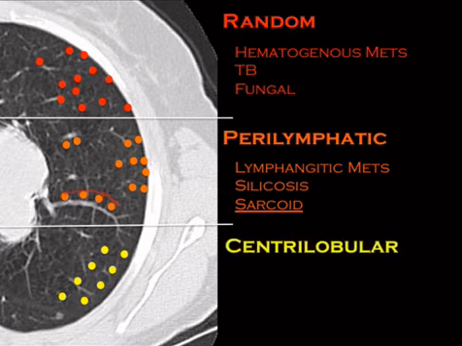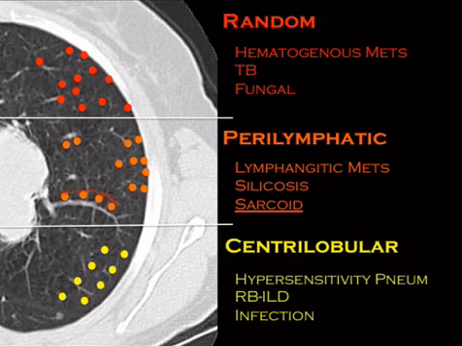And then lastly, we have centrilobular, and these are pretty easy to remember. Just think about stuff that's inhaled, like it's at the end of the bronchus, right, dead end in the middle. So hypersensitivity, this is classically ground glass, smoking-related stuff, RBILD, or endobronchial spread of infection.